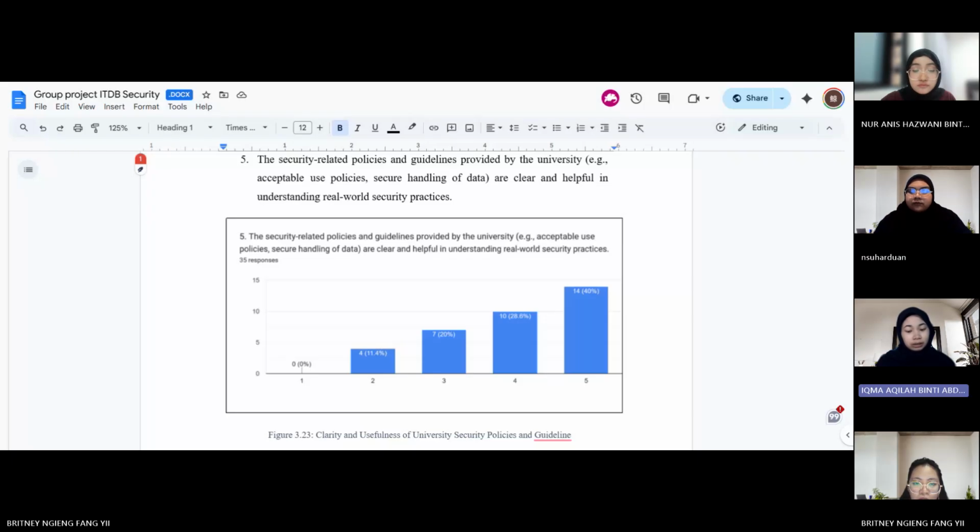Those in the neutral category may feel that while the policies are clear, they might lack sufficient real-world examples to be fully impactful. The majority of the cohort expressed a high level of satisfaction, with 28.6% agreeing, and the largest group, 40%, strongly agreeing that these guidelines are effective.